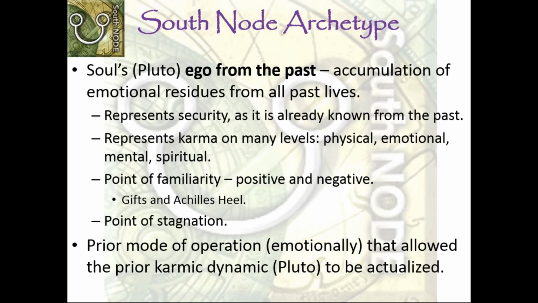In evolutionary astrology, Pluto is always representative of the soul. Pluto by sign is the soul generation you were born into. Pluto by natal house is your individual soul and its lessons, where it's coming from. The South Node is the soul's ego from the past.